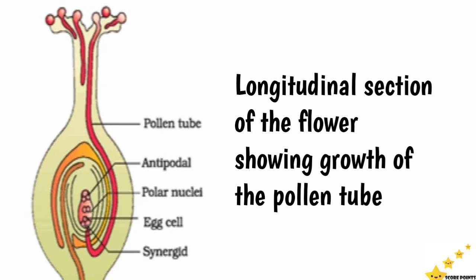If it is a compatible pollen, the pollen grain will germinate on the stigma, then it will produce the pollen tube through one of the germ pores, and the contents of the pollen grain, that is the male gametes, will move into the pollen tube. The pollen tube will grow through the tissues of the stigma and style and will reach the ovary. Inside the ovary, we know that there are ovules.